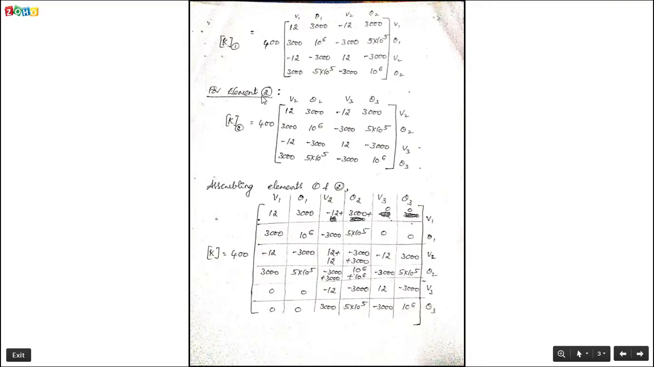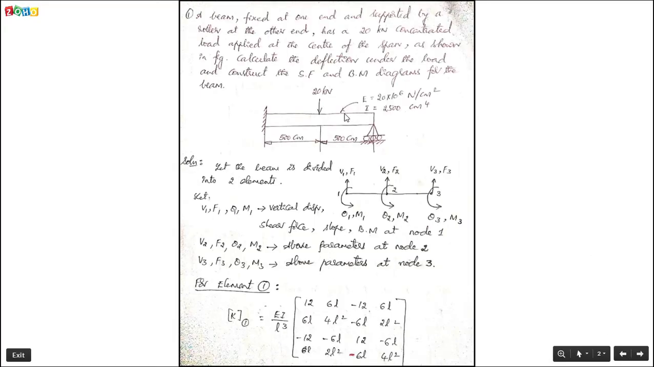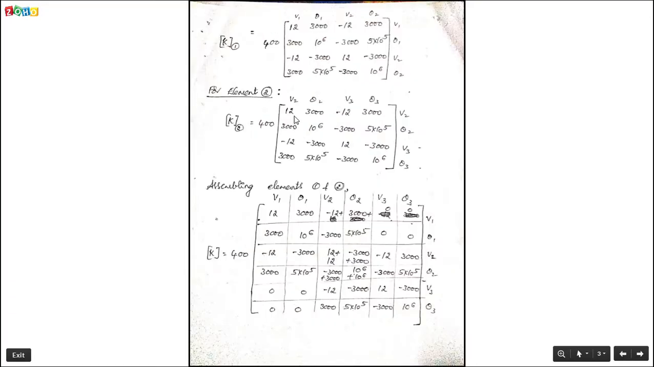Now we want to find the stiffness matrix of the second element. This is the second element. What is the stiffness matrix of the second element? K2 is EI by L cube into this formula. EI by L cube is again 400. Here also we substitute the L value 500 in the formula, and then we get this matrix: 12, 3000, minus 12, 3000. It is the same formula and the same matrix here also.